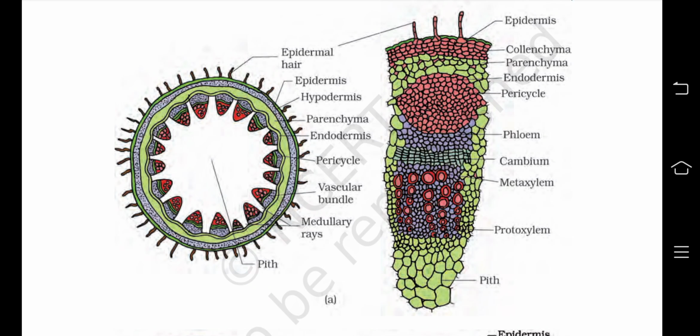Let us first look at the transverse section of a dicot stem. The diagram A, or the first diagram, showing the epidermal hair, then epidermis. Under the epidermis lies hypodermis, then the parenchyma cells, then comes the endodermis, and then the pericycle, and then there are vascular bundles, and in between the vascular bundles there are medullary rays, and then comes the pith.